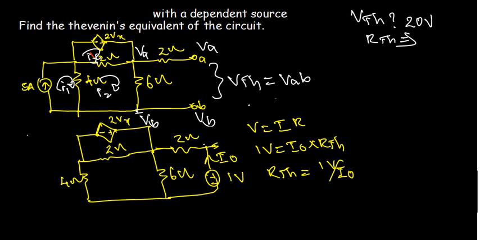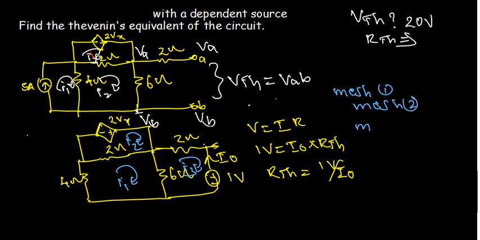We can put I1 here, I2 here and I3 here, and apply mesh analysis. Apply KVL on mesh 1, mesh 2, mesh 3. It's also very easy for you. For the RTH, we get I1, I2, I3. We have 3 equations, and we can solve easily with a scientific calculator. I3 is equal to minus 1 by 6 amps.